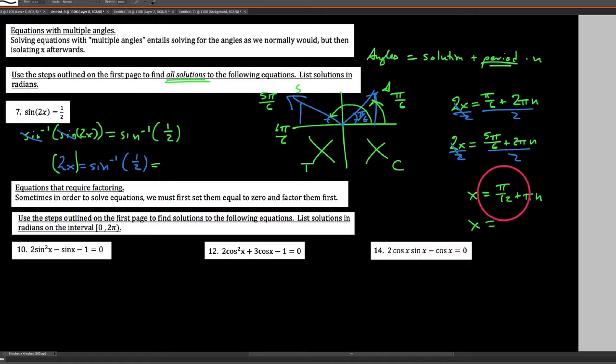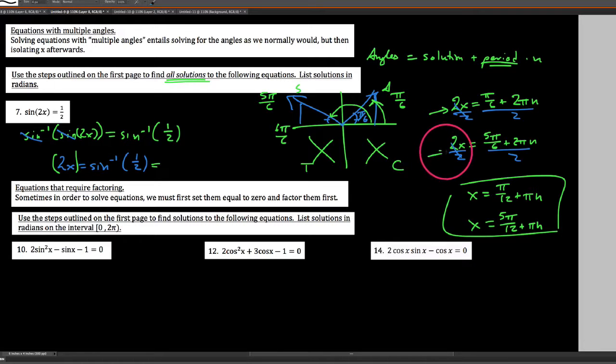And we also get x equals 5 pi/12 plus the very same pi n. And these would be all possible solutions right here. So it's a little bit different than finding standard solutions. We have to attach on plus period times n. And then we also always have to divide by the coefficient of our angle if we have a multiple angle.